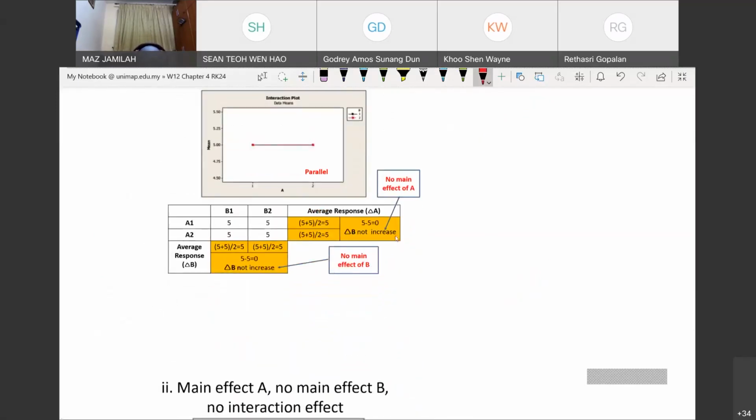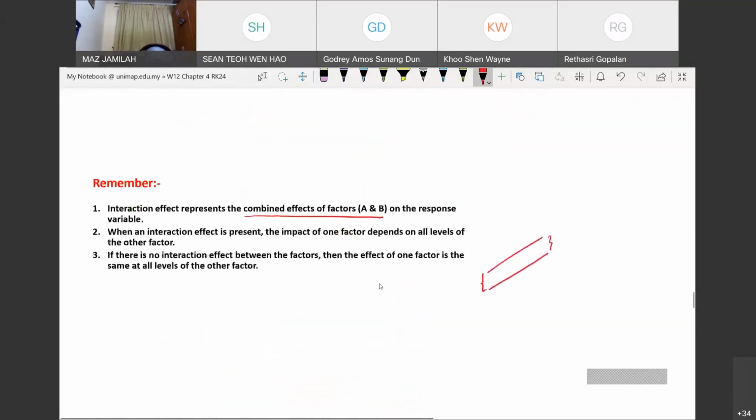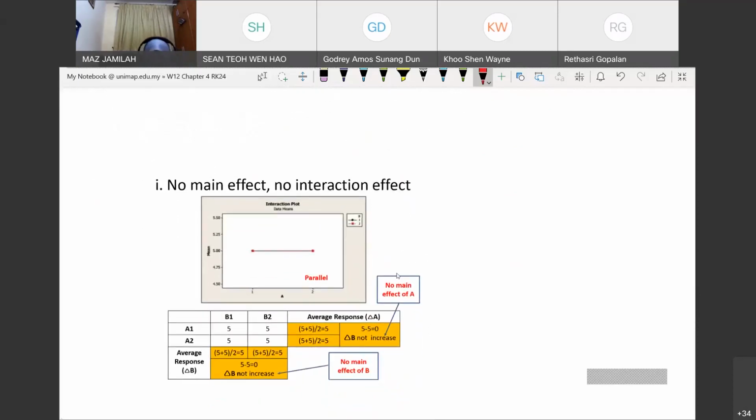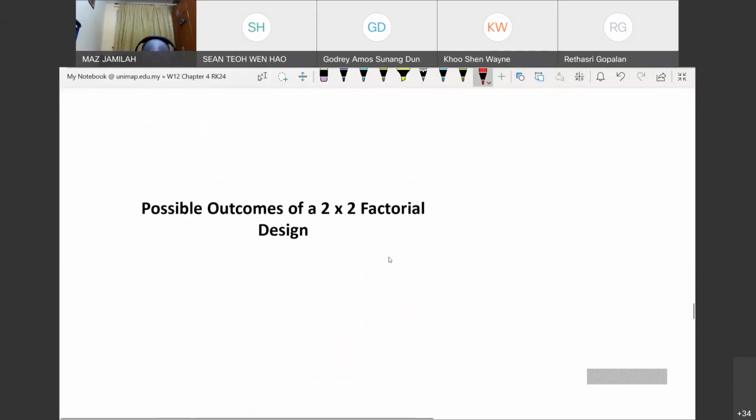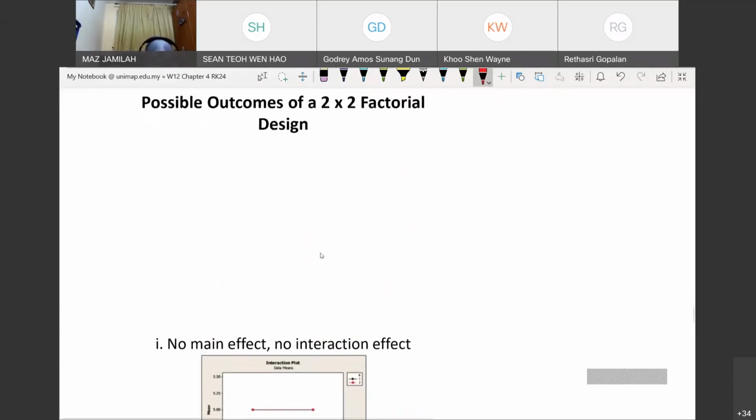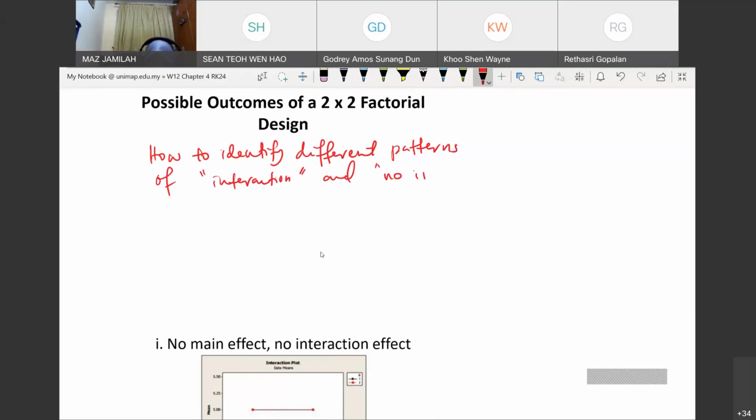Now I would like to just glance through several examples. That will be interpreting the main effect. I don't want to give you this as homework, but I would like to discuss how we can identify different patterns of interaction and no interaction. That's how we can go by the interaction plot to see whether there is an interaction or not.